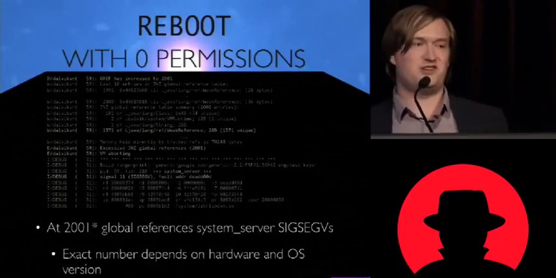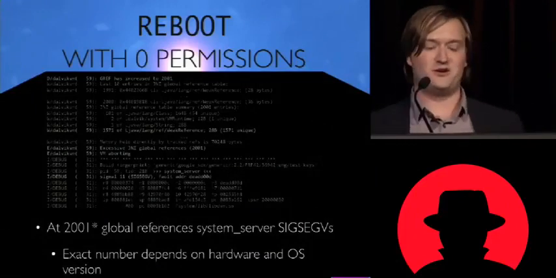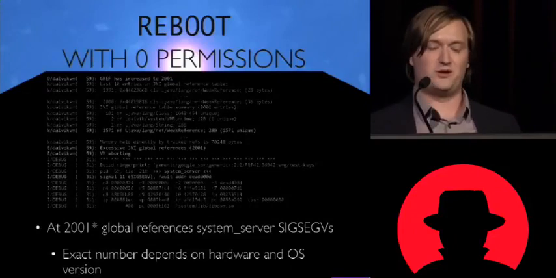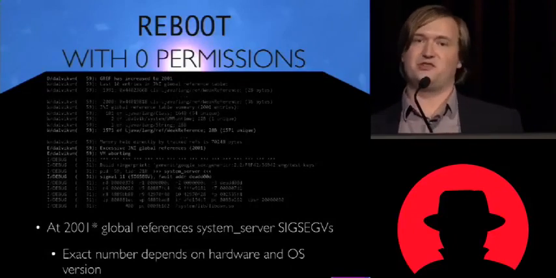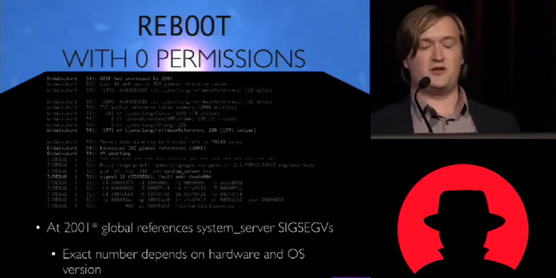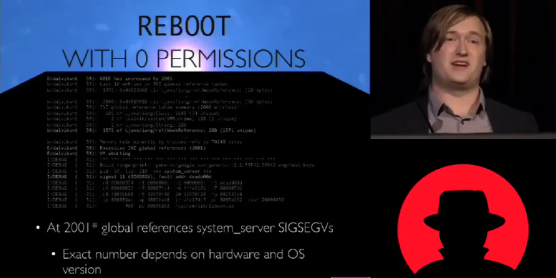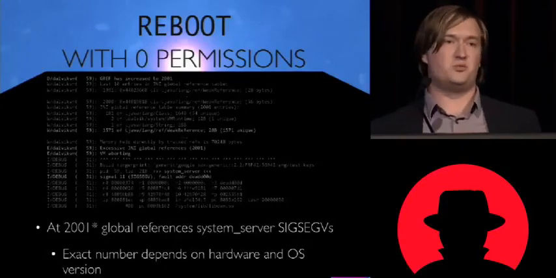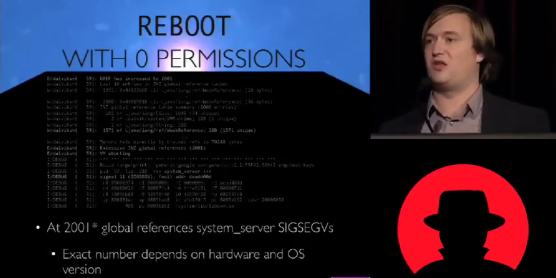So the actual number of references depends on the phone, but we found that almost every phone is at 2001 global references. System server crashes and the phone reboots. All in all, that process takes about 20 seconds from when you display the first toast. So any app with no permissions can cause a phone to reboot within about 20 seconds of launching.